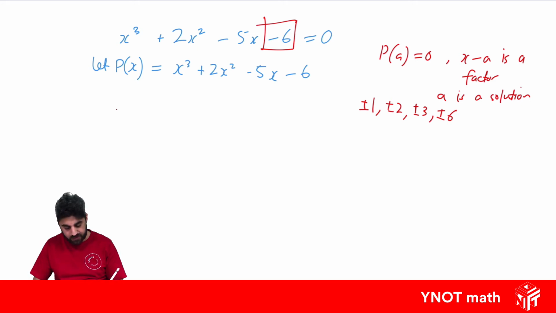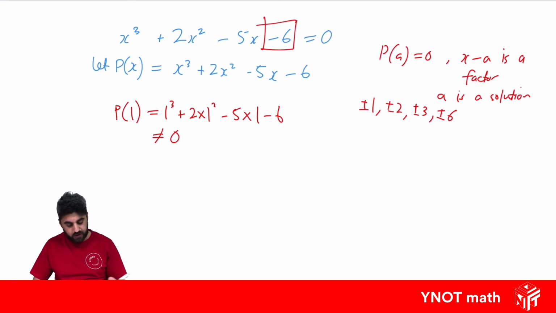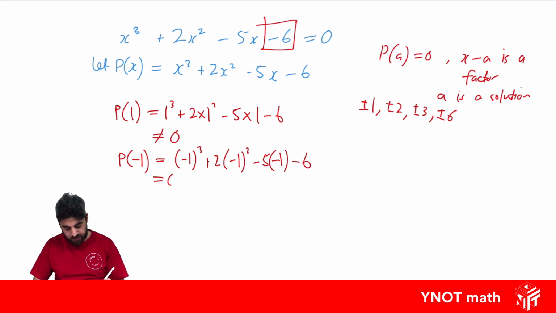So we could go ahead and sub in some values. We can try 1 first. We'll get 1 cubed plus 2 times 1 squared minus 5 times 1 minus 6. And this does not equal 0 if you solve it, so it's not one we're interested in. You can try minus 1. We get minus 1 cubed plus 2 times minus 1 squared minus 5 times minus 1 minus 6. This one does equal 0. So if x is minus 1, that'll be a solution to the polynomial.